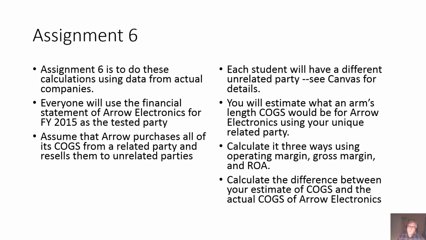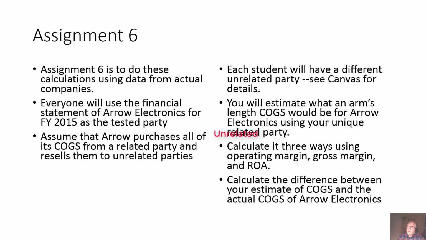And you're going to estimate what would the arm's length COGS be for Arrow Electronics using your unique unrelated party. I have to correct that slide. So you have a unique unrelated party. Everybody has the same related party. And you're going to calculate it three ways. Since they're a distributor, it's going to be easiest to think of this as calculate it using their operating margin, their gross margin, and their ROA. So you'll have three different approaches to this problem.